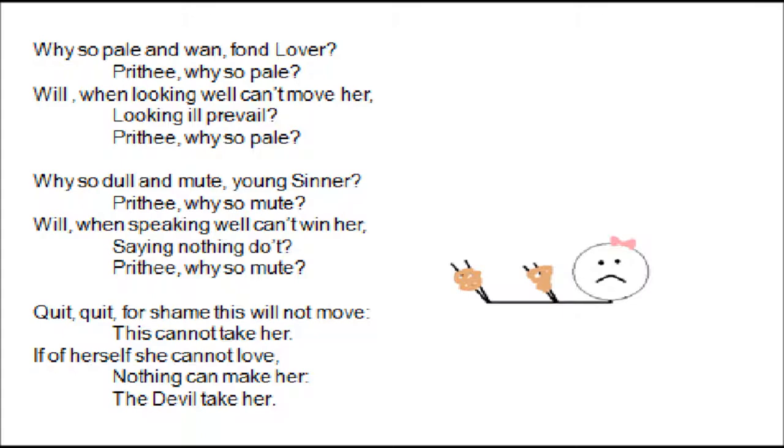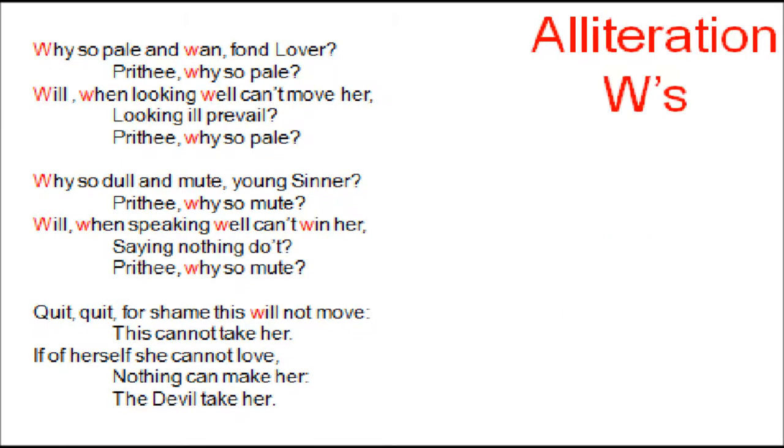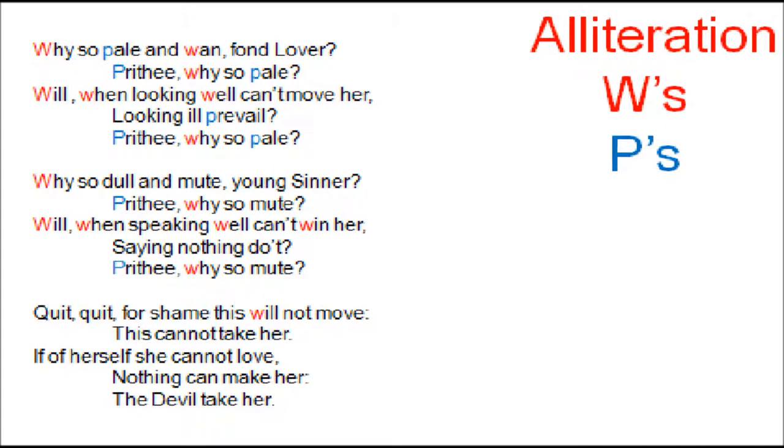Of course I do. Alliteration is when the sounds at the beginning of words are the same, and consonants is when the sounds reappear anywhere in the word throughout a short time. Yeah, that is basically right. Well, then highlight them. Okay. Well, I'll start with the alliteration. I see lots of W's. Why, when, why, will, when, will, why. And P's too. Pale, prithee, pale, prevail, prithee, pale, prithee, prithee.